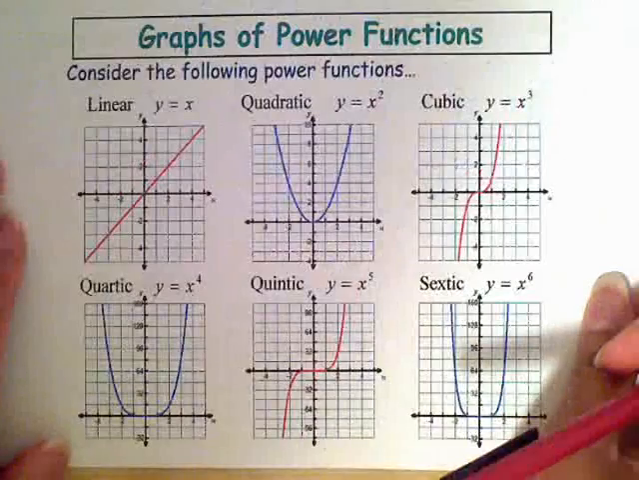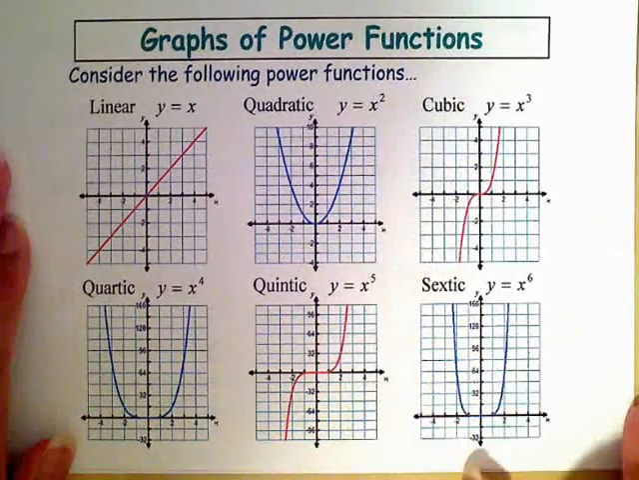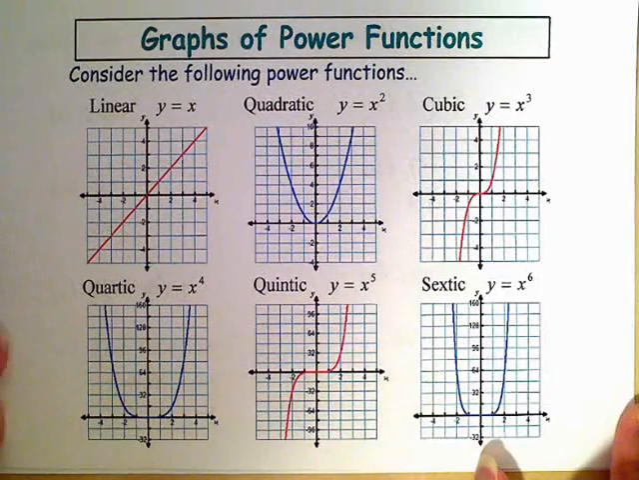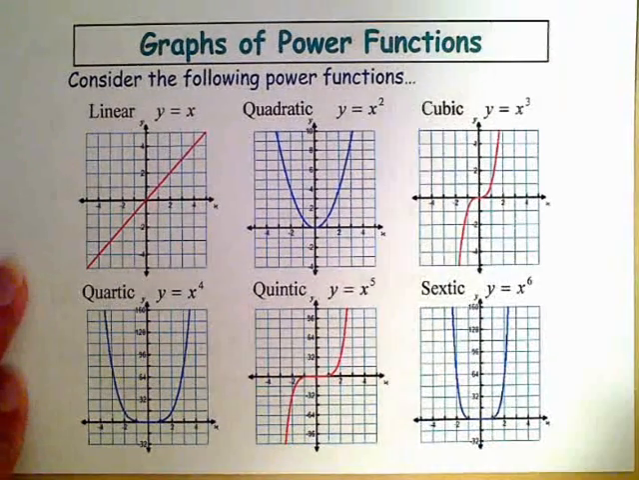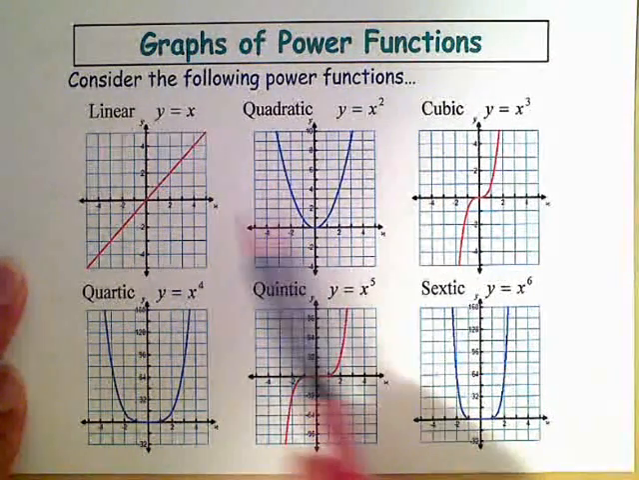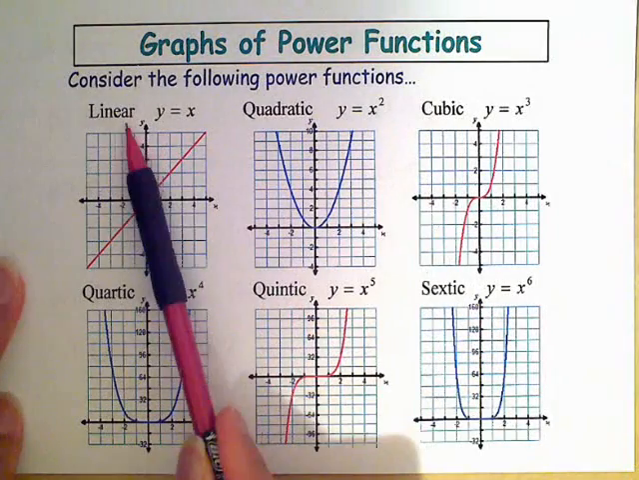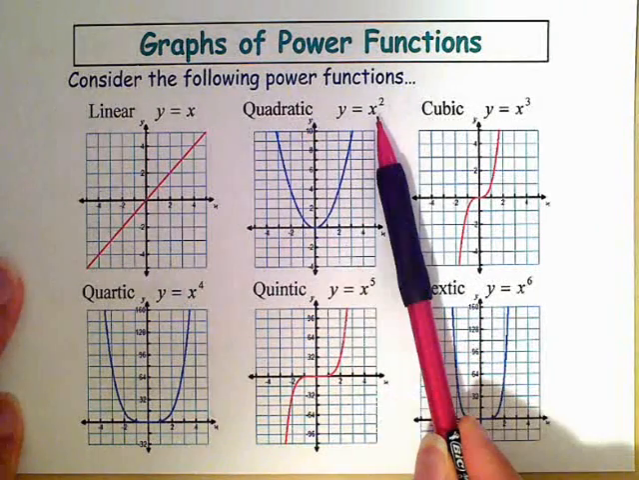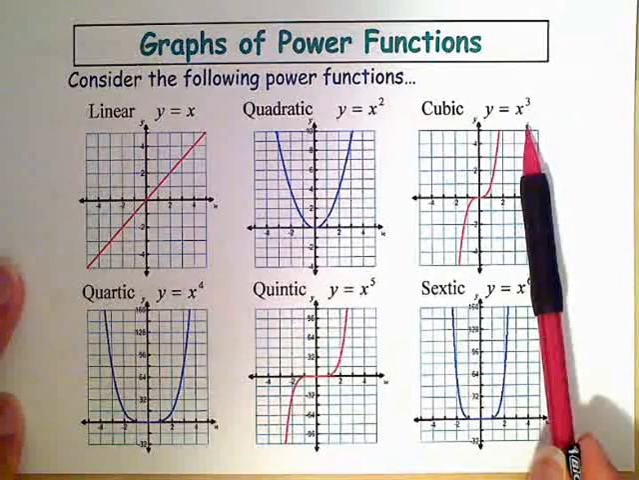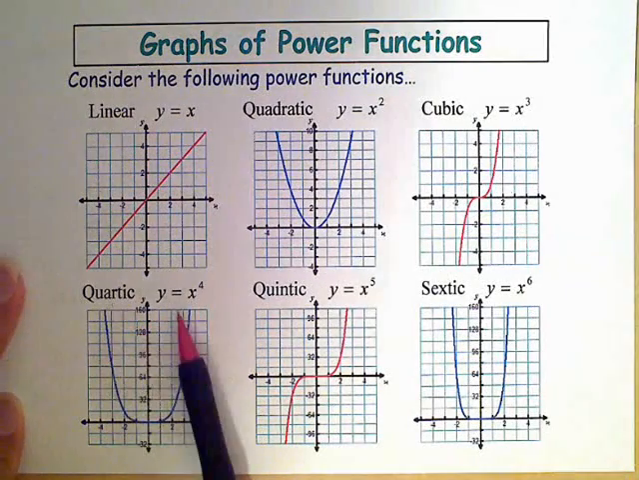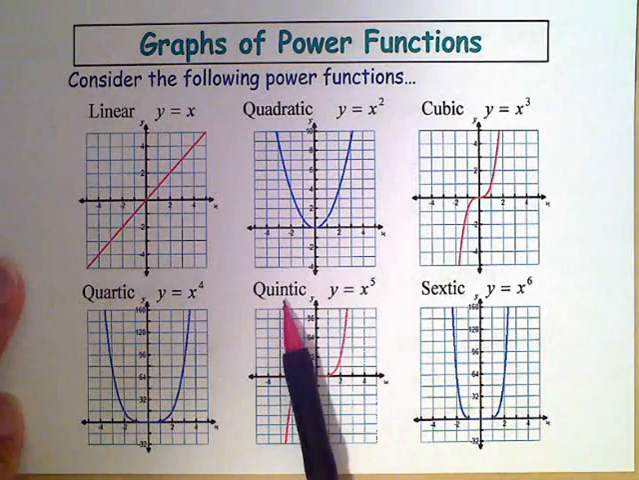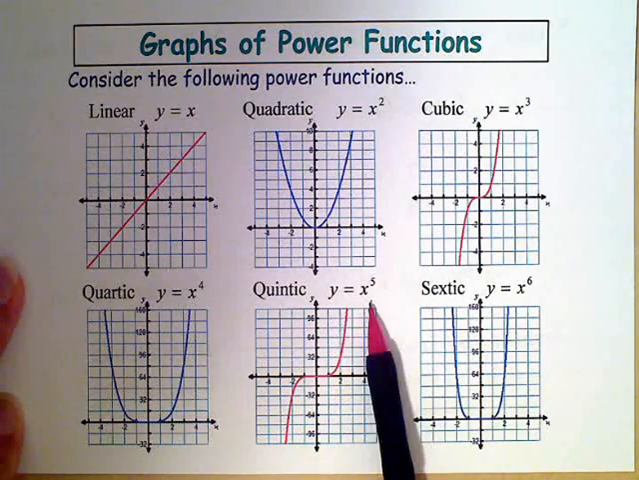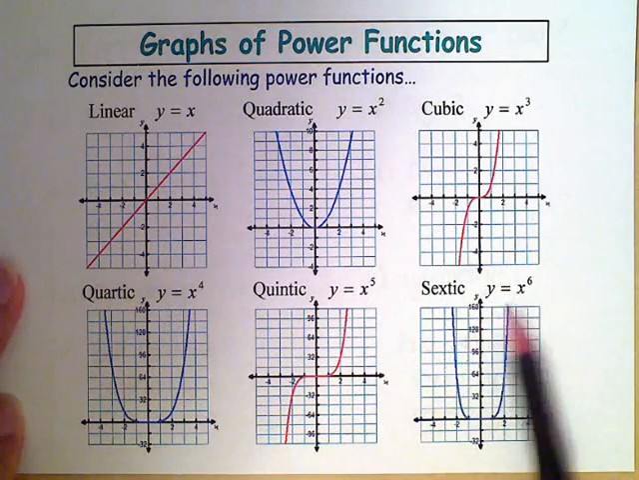Okay, so we're going to look at the graphs of power functions since they are related, depending on whether they have an even degree or an odd degree, or an even exponent or an odd exponent on the power function. So consider the following power functions. We have a linear function, y = x, quadratic, y = x^2, cubic, y = x^3, quartic, y = x^4, quintic, y = x^5, and sextic, y = x^6.